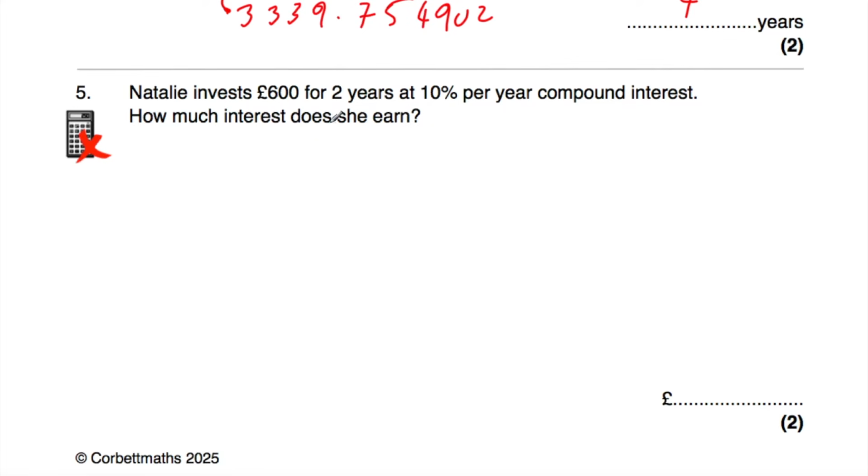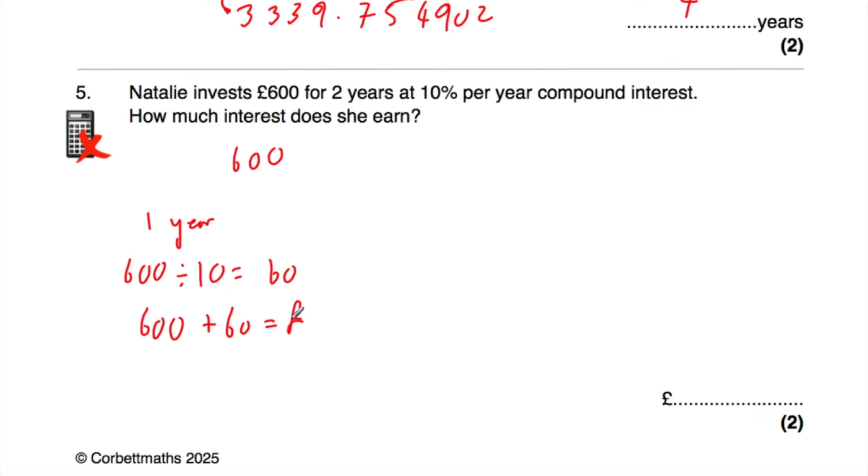So we want to work out how much interest she earns. Initially she put £600 into the bank, and it increases by 10% per year. So after 1 year, we'd increase this by 10%. We would do 600 divided by 10 to find out what 10% is, and that's equal to £60. So we'd do 600, how much money she put into the bank, plus the £60 interest, and that'd be equal to £660. So after 1 year, Natalie would have £660 in the bank.